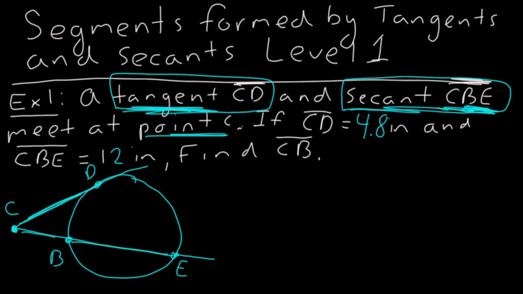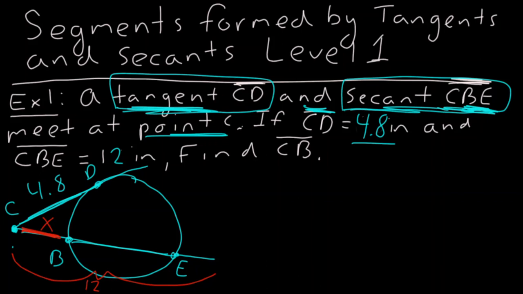Okay, now it says they meet at point C. If CD, so we see this straight line indicates a line segment, CD is 4.8 inches. So let's see, I go to CD, which is right here. We'll write 4.8. And we know that CBE, so let's see, when we're talking about CBE, let me change colors here, we're really talking about the whole line. And we're going to say that the whole line is going to be 12 inches. And we're trying to find CB. So we look right here, and this is what we're really trying to find. And let's go put an X right there.